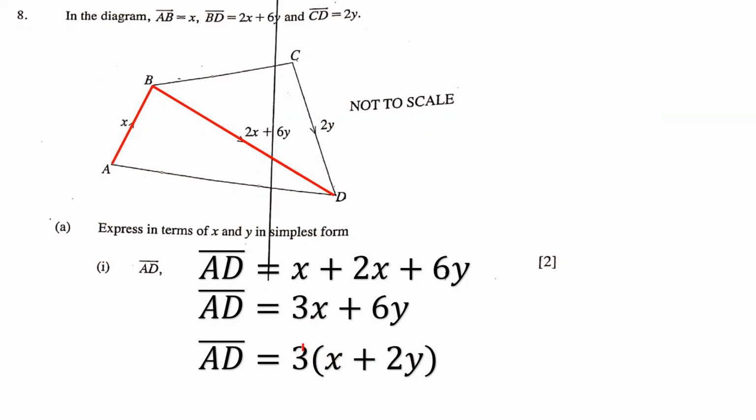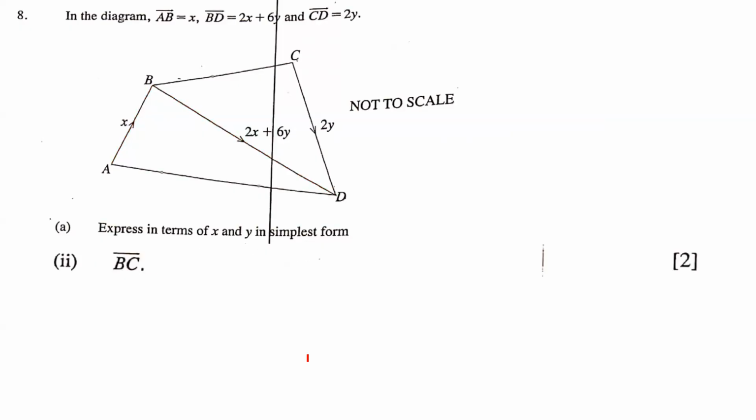How do we get that? Well, 3 times x is 3x, and 3 times 2 is 6, so it's going to be 6y. So AD is going to be equal to 3x plus 6y, which in its factored form is 3, open bracket, x plus 2y. Now let's move on to this one here. We want to find BC. So we're going to start at B and end at C.